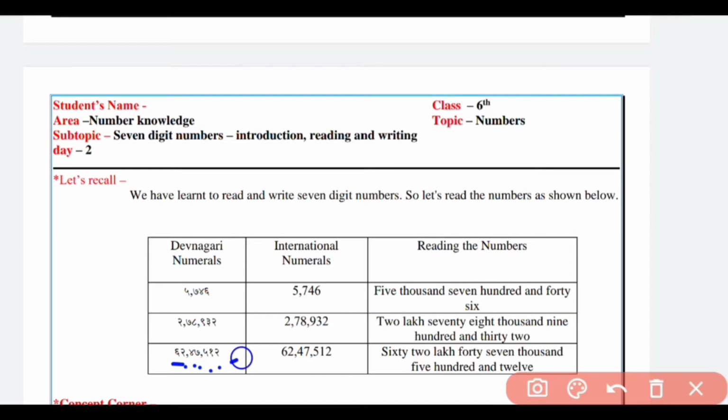Now the last number is written in Devanagari as 6, 2, 4, 7, 5, 1, 2. And in international numerals it is written as 6, 2, 4, 7, 5, 1, 2. Correct? Then we have to check the places of the digits, and then we can write it as 62,47,512.